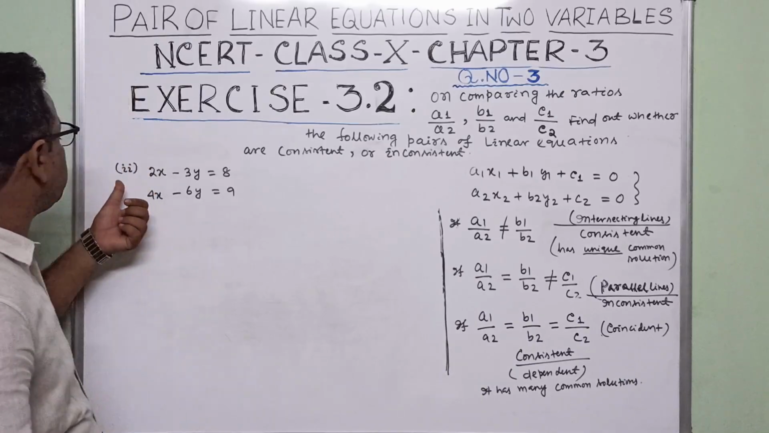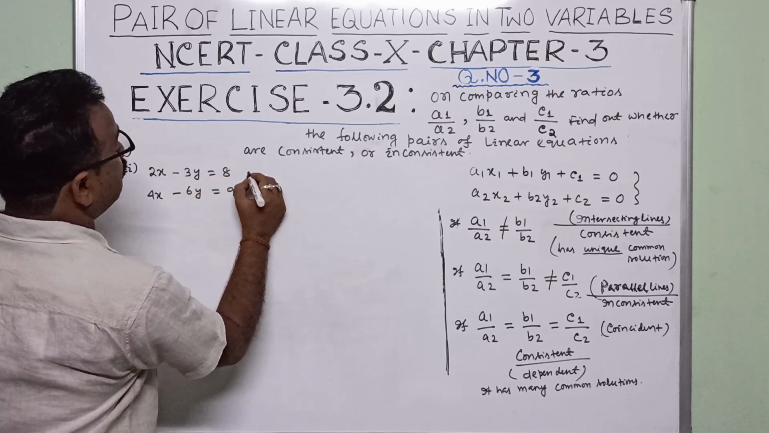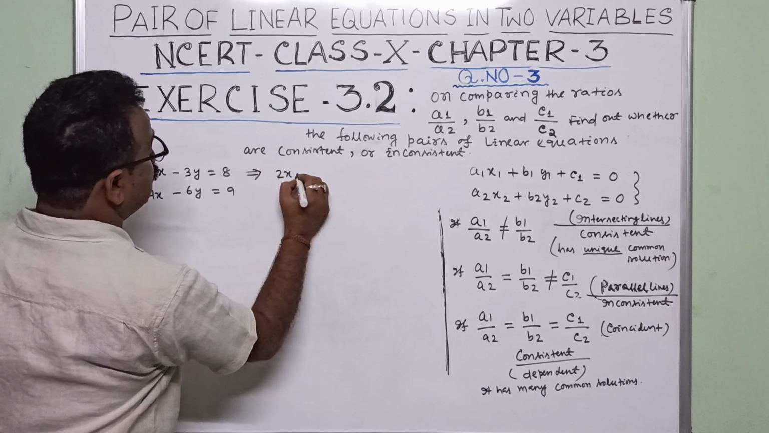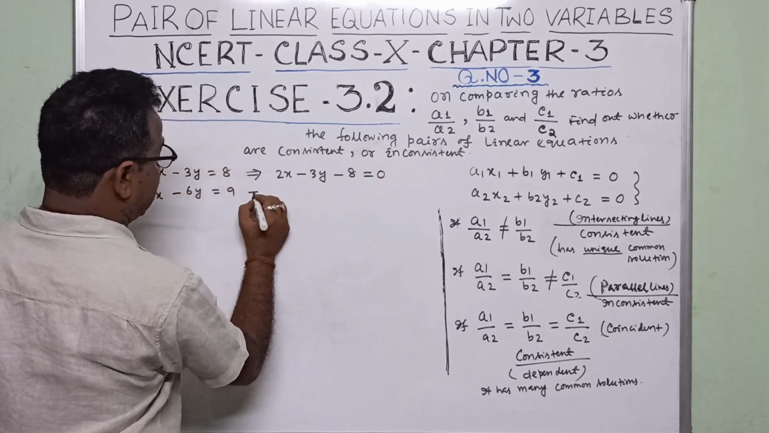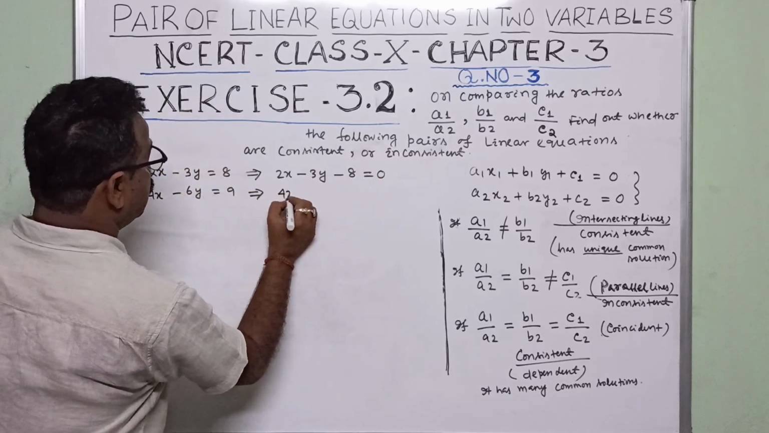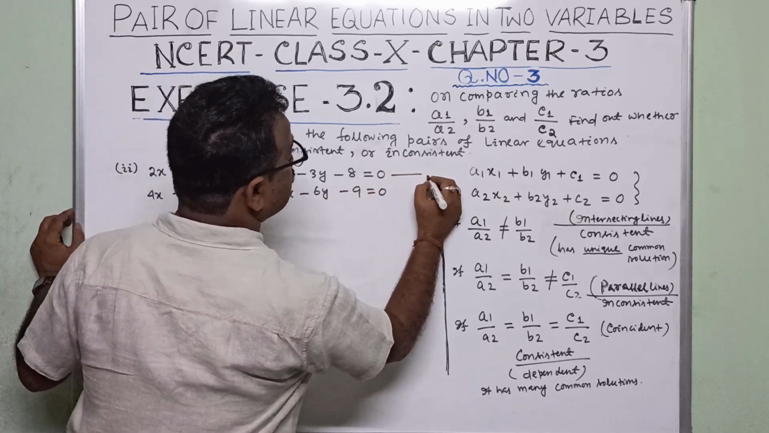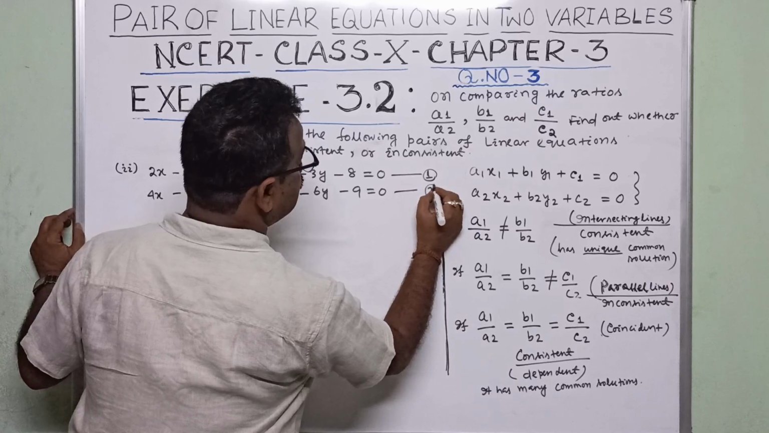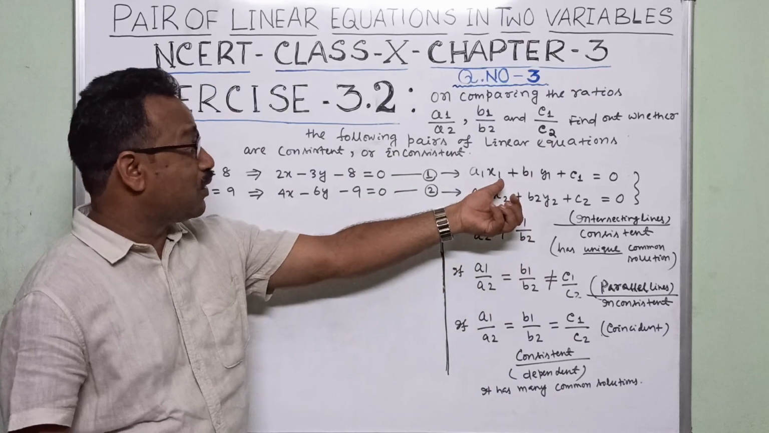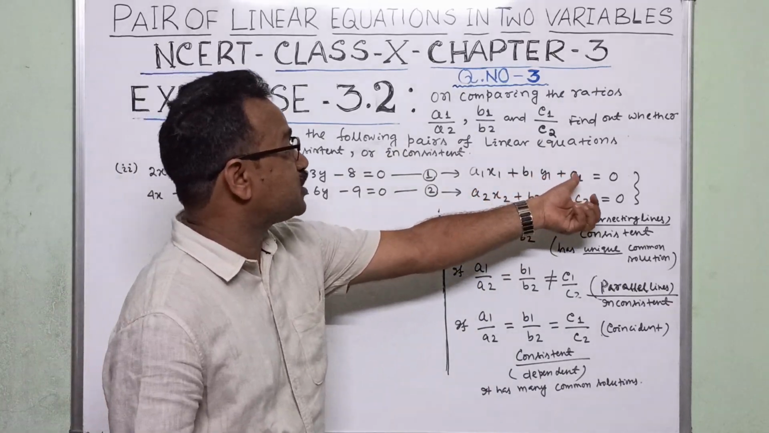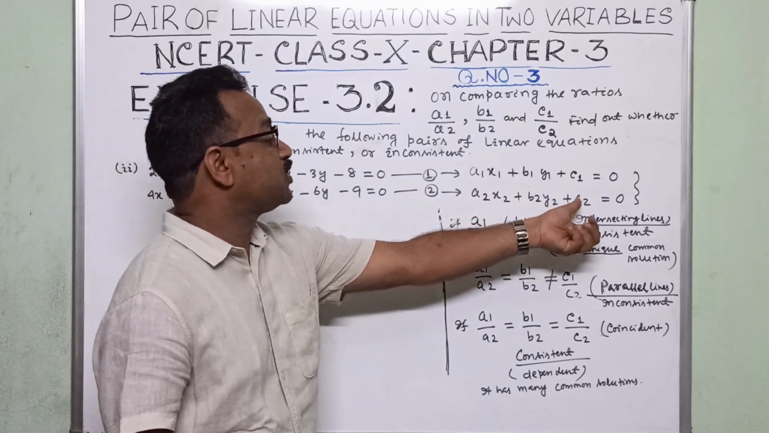Now, move on to part 2. 2x minus 3y is equal to 8. Now we will write in standard form 2x minus 3y minus 8 is equal to 0. Again also you are writing standard form 4x minus 6y minus 9 is equal to 0. Equation 1, equation 2. Now compare with the standard form of equation a1 x plus b1 y plus c1 is equal to 0, and the second equation with a2 x plus b2 y plus c2 is equal to 0.